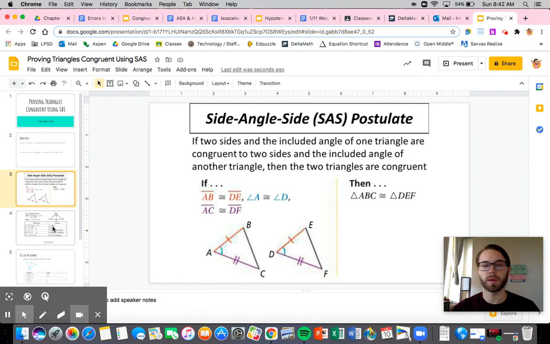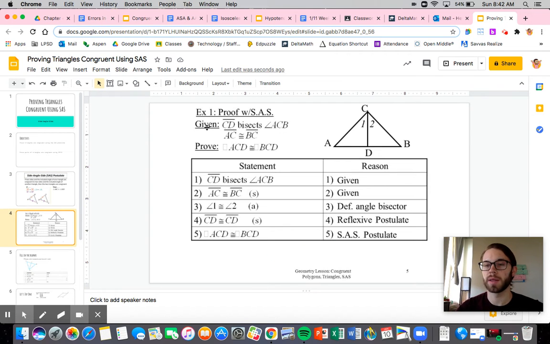So let's look at an example of this method in action. We have our given information, which, remember, you are always going to start with. We have two pieces of information that are given. We are given that CD is bisecting angle ACB. And then side AC is congruent to segment BC. I'm going to mark that off just so we remember. So we're going to write down our two givens. That's step 1 and 2.